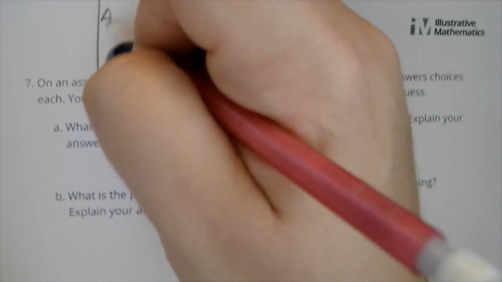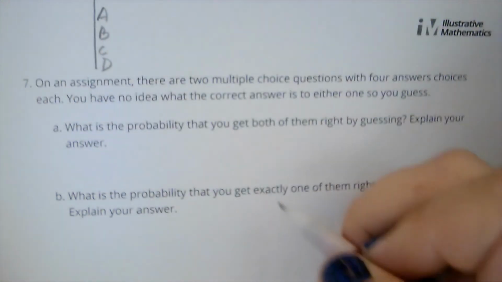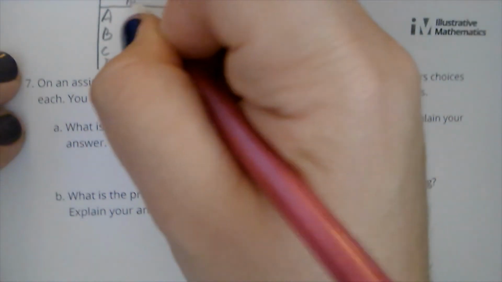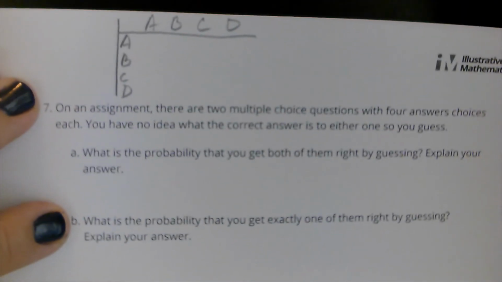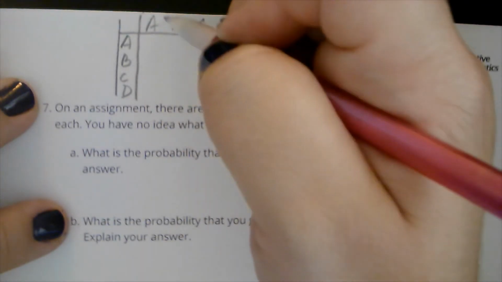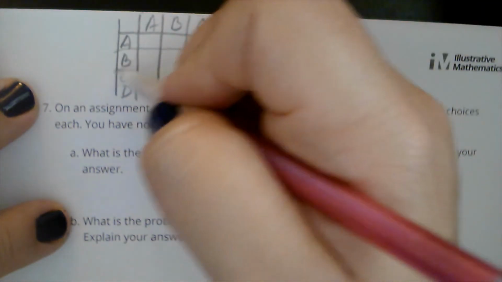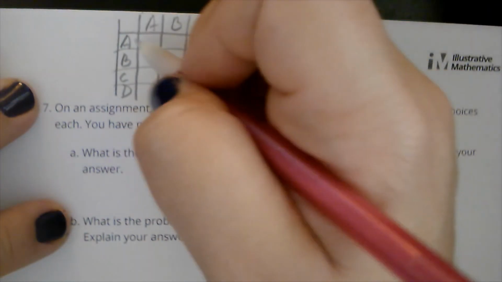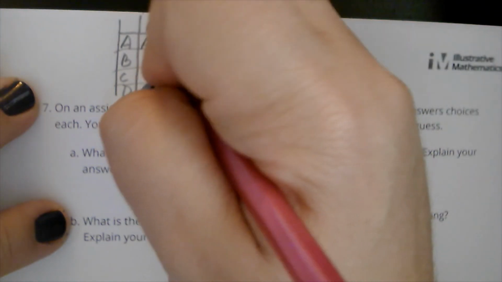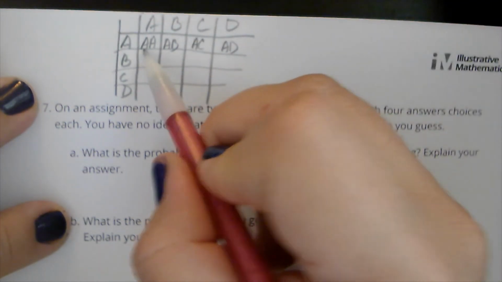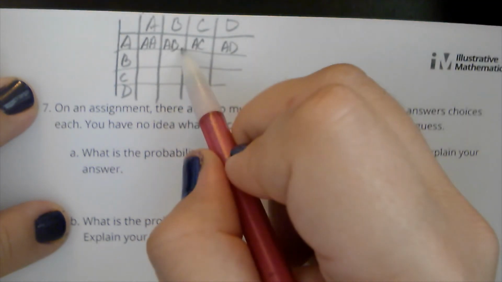So I have a choice of A, B, C, or D for the first question. Only one of those is right, obviously. For the second question, same thing, A, B, C, or D. And so my sample space is going to look like I could get A on the first one, A on the second one. Or I could get AB, or I could get AC, or I could get AD. So that means the first one I chose A, the second one I chose A. The first one I chose A, the second one I chose B.